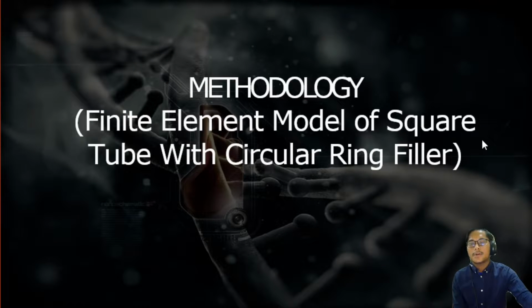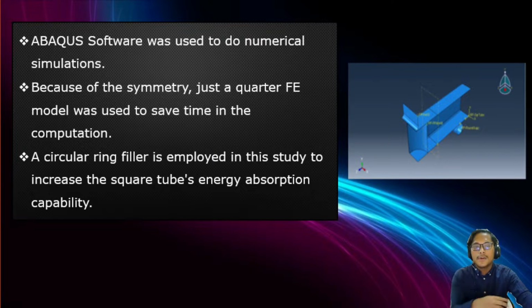Next is methodology, started with the finite element model of square tube with circular ring filler. This figure shows the quarter model of square tube with circular ring filler that is developed in Abaqus software. Abaqus software was used to do numerical simulations. Because of the symmetry, just a quarter FE model was used to save computation time. A circular ring filler is employed in this study to increase the square tube's energy absorption capability.